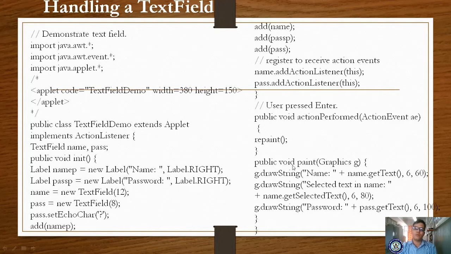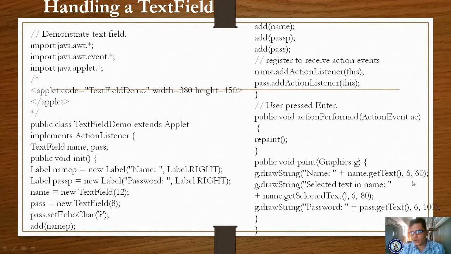Now public void paint, Graphics g. You are taking the graphics object g dot drawString, displaying name plus name dot getText in your browser. Please observe here, what are you displaying? Name. What is name? Your text field. Text field dot getText. Whatever text you have entered in that text box, you are displaying in your browser.